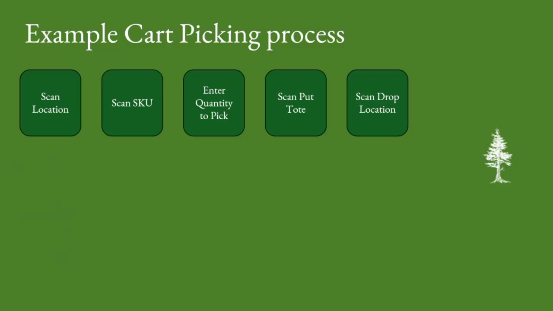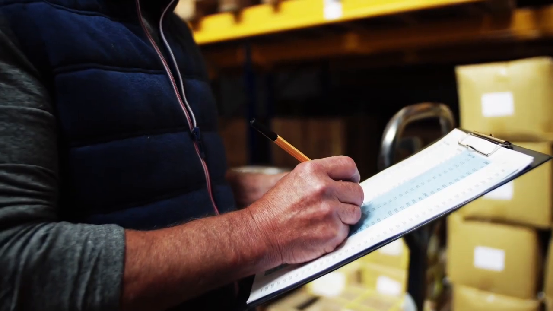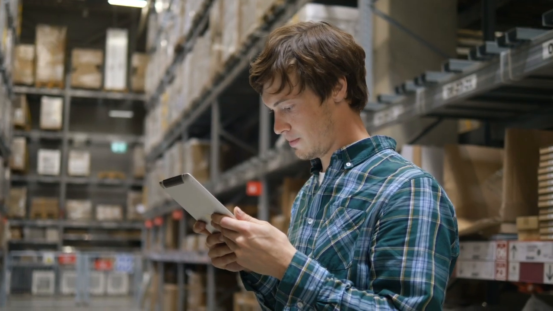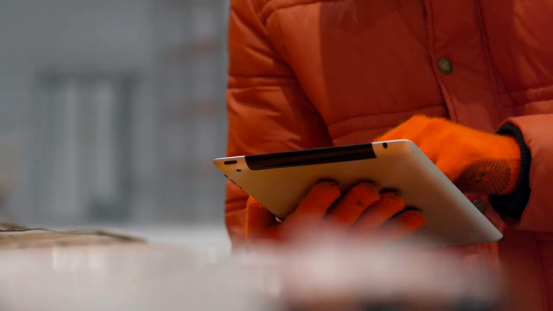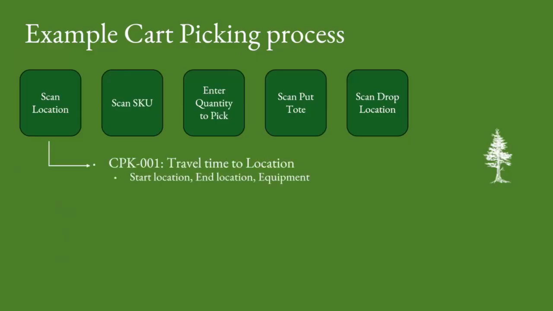This is a really simple example process to use to illustrate where labor hooks can be put in, but we can help you figure out for your processes where specific hooks need to go to measure the activities that your users are performing. In this example, the first labor hook is going to come at my scan location transaction. This indicates to the system that I've traveled to a location and I need the start and the end location to measure how far I've gone and the equipment that I'm on so I can measure values like my speed or if I'm lifting into vertical travel or anything like that.